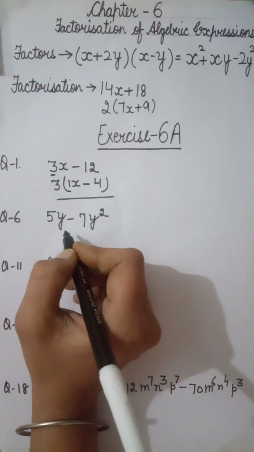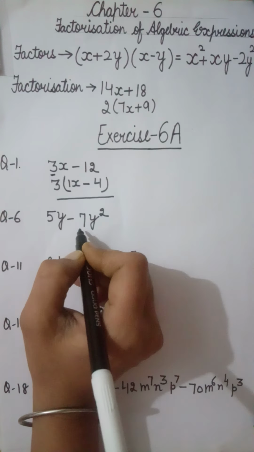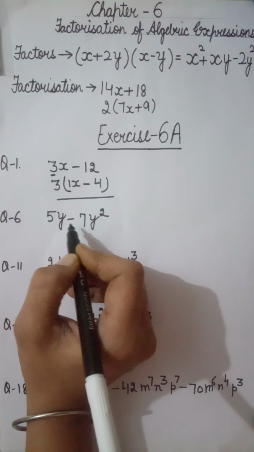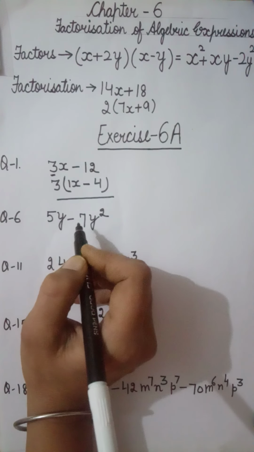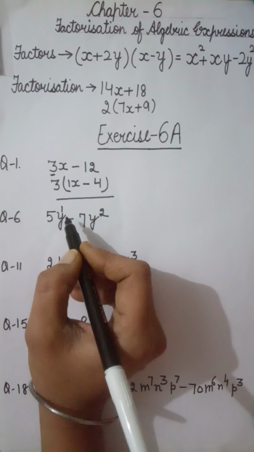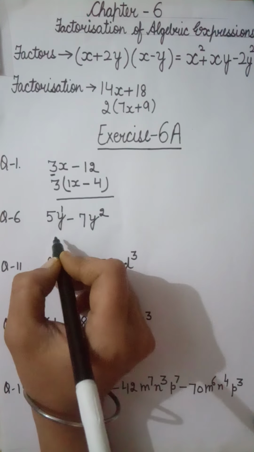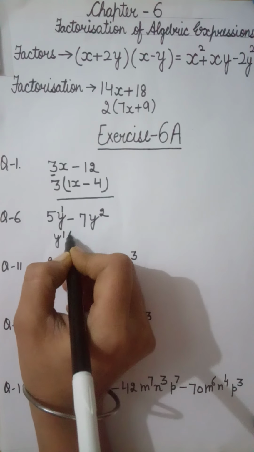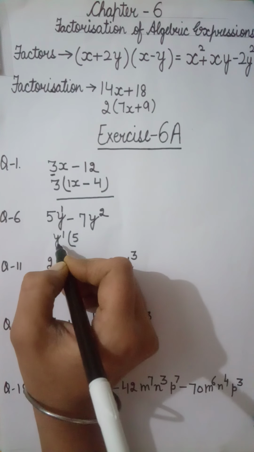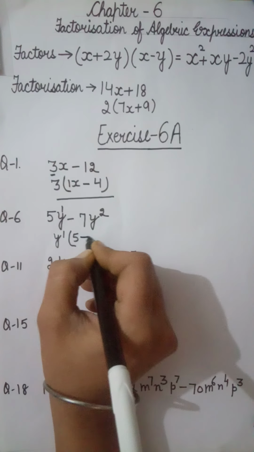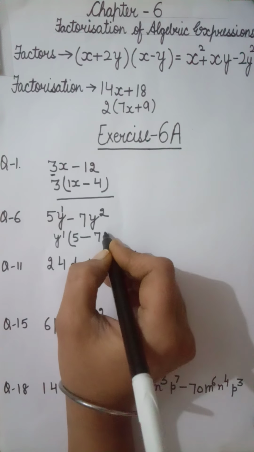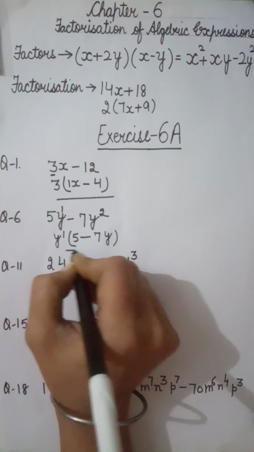Now question number 2, 5y minus 7y square. Now in this what is common? 5 and 7 are not divisible by any common number. So here y1 is here, y2 is here. Always the small power is common. So y1 is common only. So we write here 5, y1 is common. So y1 divided by this y1 we get 1, minus 7 as it is. y2 divided by y1 we get y. So this is the answer.